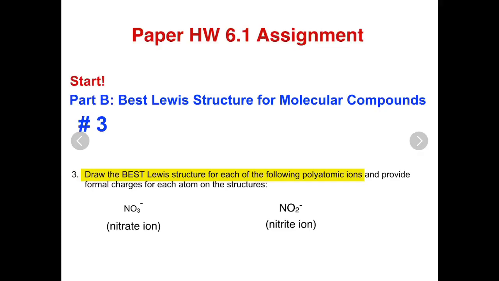Up to this point, you should be able to start working on paper homework 6.1 part B number 3 now. Again, you are going to need to draw the base Lewis structure for each of these ions. Remember, we talked about the ions before in the previous slide. So go ahead and draw those. Again, for now, just leave the formal charges. We are going to cover that soon. So just start to draw those Lewis structures.